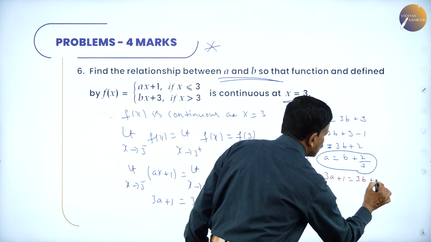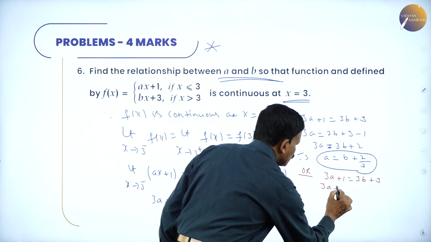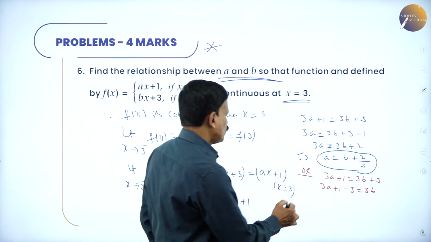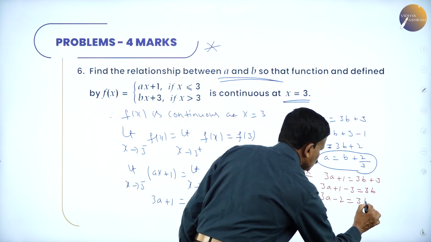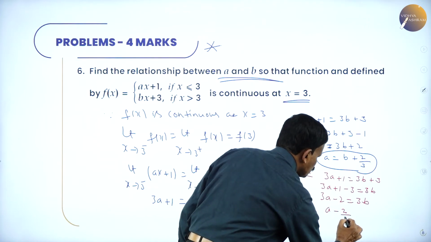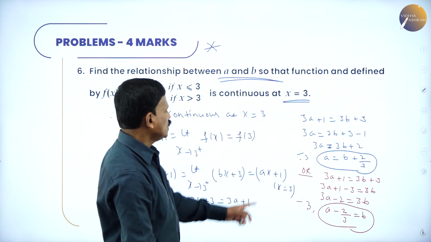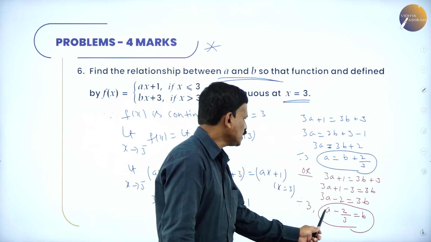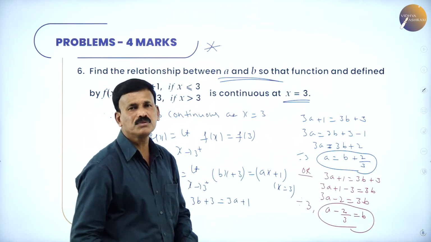Or you can also solve like this: equate 3a plus 1 is equal to 3b plus 3. If you want b, transfer: 3a plus 1 minus 3 is equal to 3b. What is this? 3a, 1 minus 3 is minus 2, is equal to 3b. Divide by 3, you will get a minus 2 by 3 is equal to b. So a is equal to b plus 2 by 3, or a minus 2 by 3 is equal to b. This is the relation between a and b.